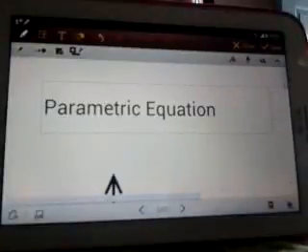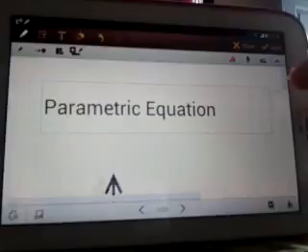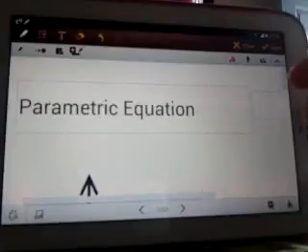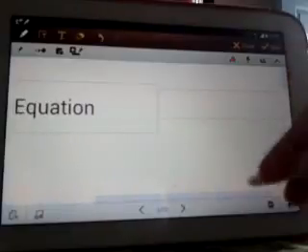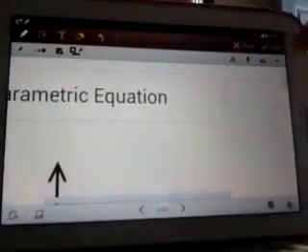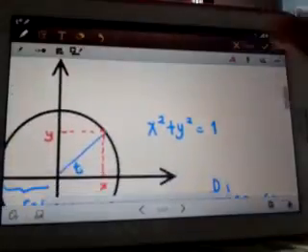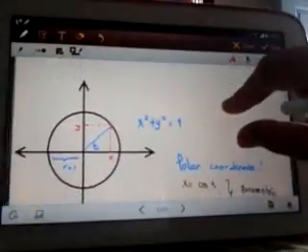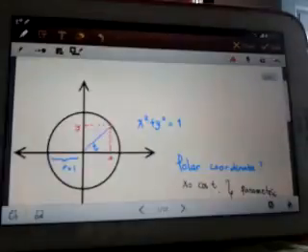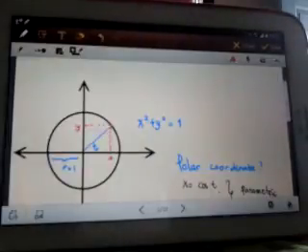Let's talk about parametric equations. Do you still remember coordinates? Sometimes we have Cartesian coordinates, and in trigonometry we have polar coordinates as well. Please see this example. I have a circle with radius 1.